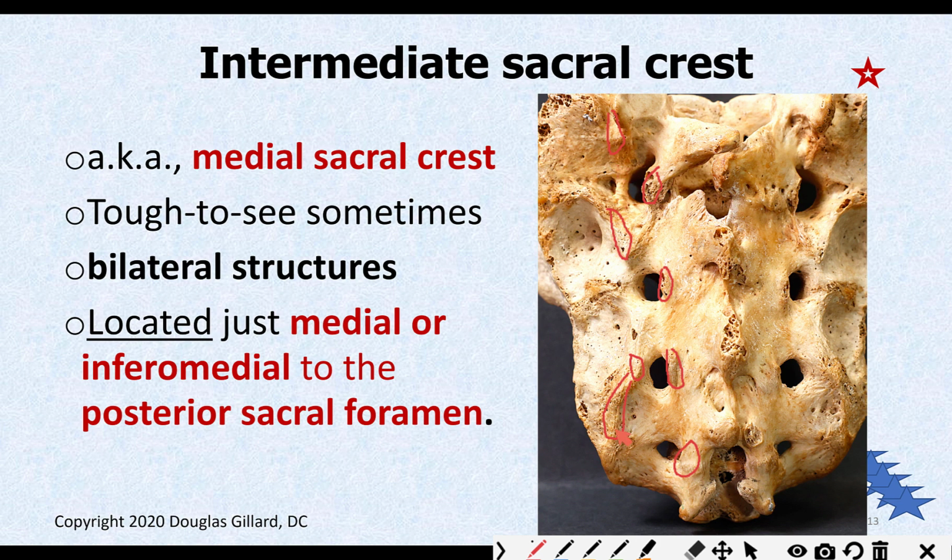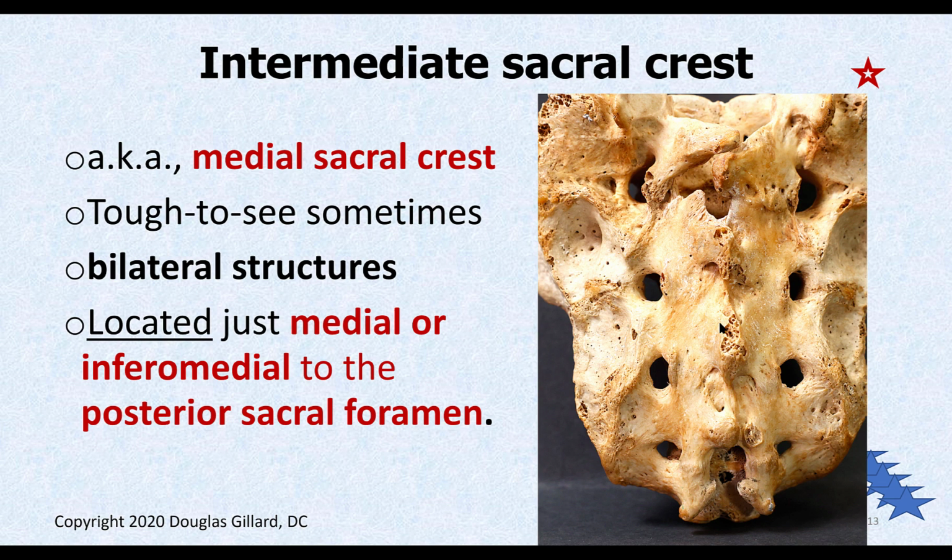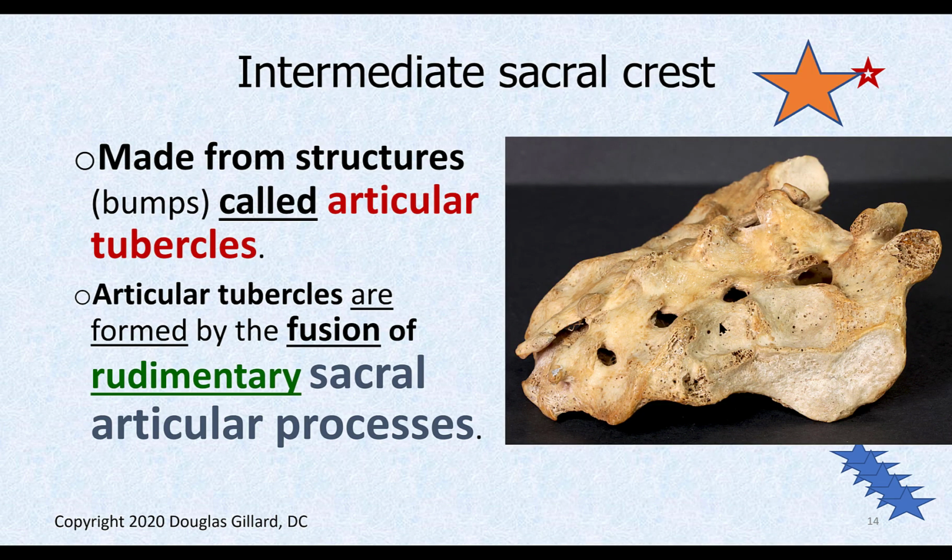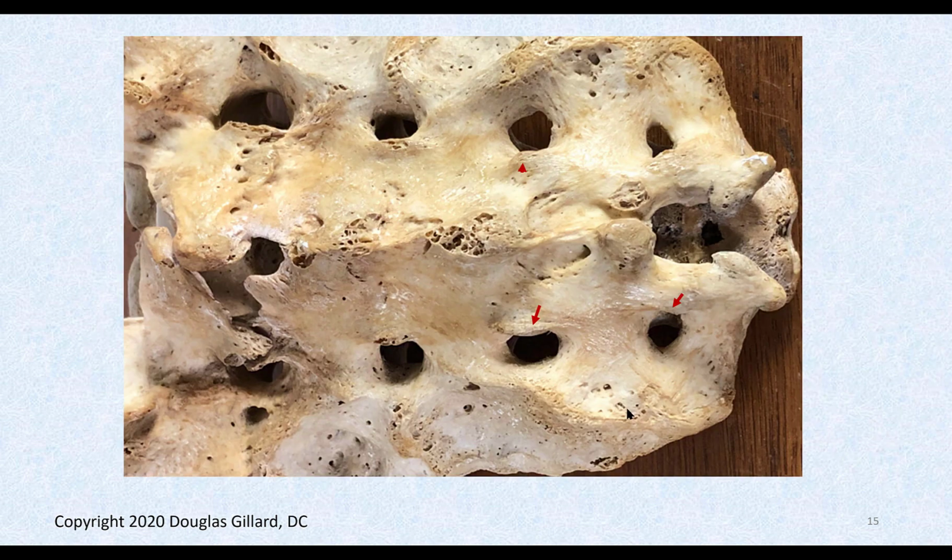Okay, so lateral sacral crest made by transverse tubercles. Posterior sacral foramen. All right, everything I said. So intermediate sacral crest is made from articular tubercles. They're kind of where the rudimentary sacroarticular processes melted together and kind of fused themselves together. There's another view overhead. You can see them right here. I won't draw them again. I think you got it down.